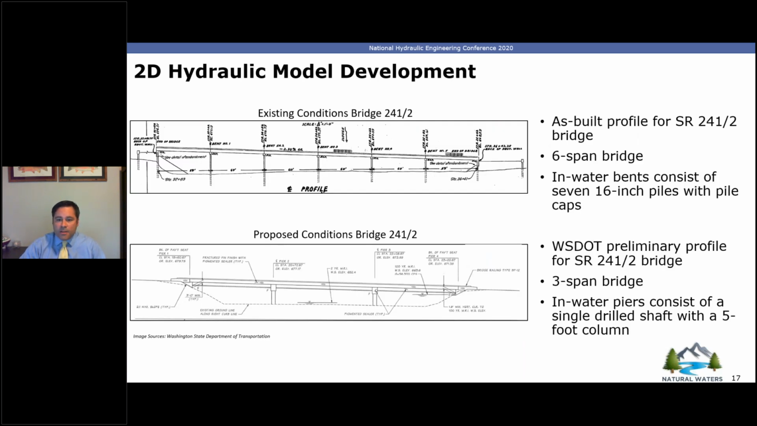On the other hand, the existing 241-2 bridge is the floodplain bridge. The existing bridge is a 6-span structure consisting of 7 in-water piers, and each of those bents or piers consists of 7 16-inch piles per bent. The proposed bridge, 241-2, is going to be a 3-span structure. The in-water piers are going to utilize drilled shafts, and above the drilled shafts they're going to consist of 5-foot columns. Ultimately, it's going to be a reduction in the number of in-water piers within the 100-year flood.